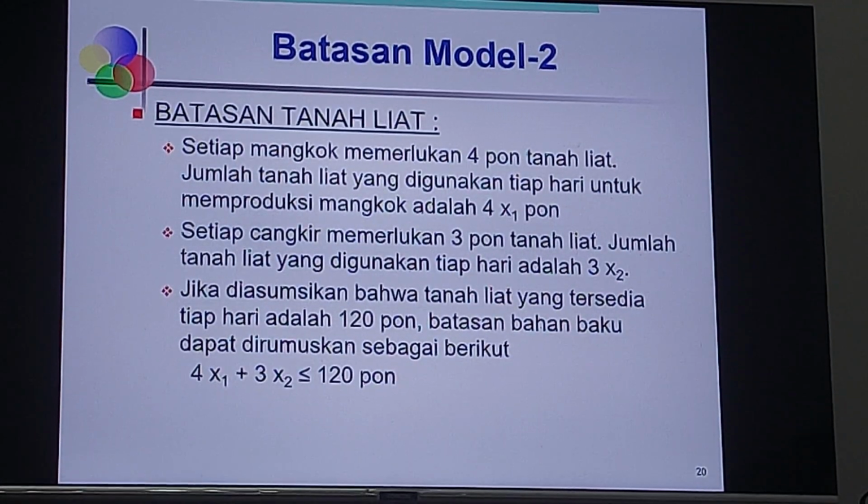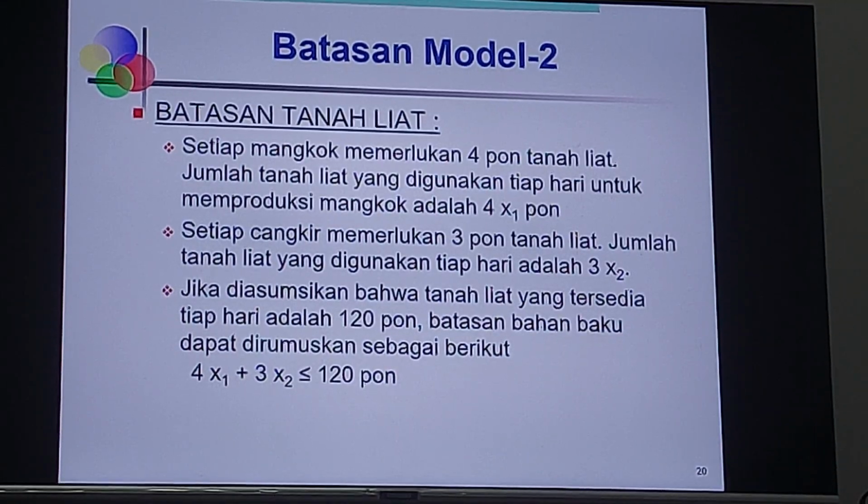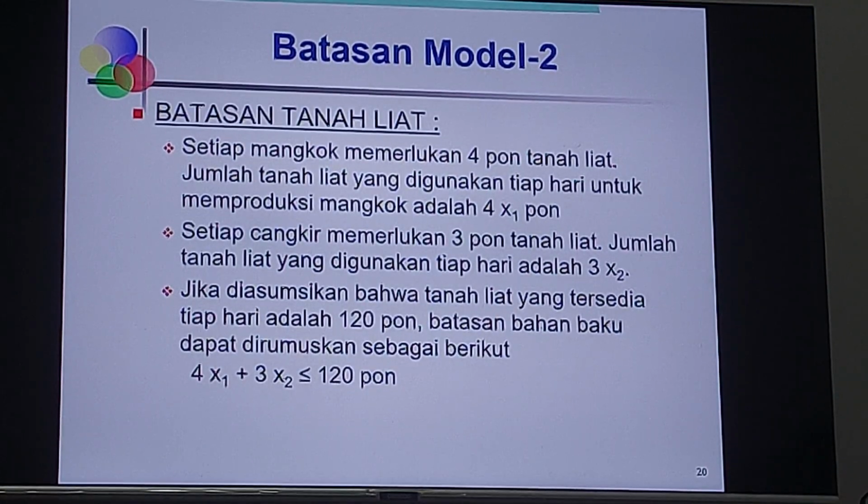Need to multiply 4 pounds with the number of bowls, x1, and multiply 3 pounds with the number of cups that you make, x2. And everything has to be less than or equal to 120. Could 120 be 0? I don't know. Maybe, even though maybe that's not logical.